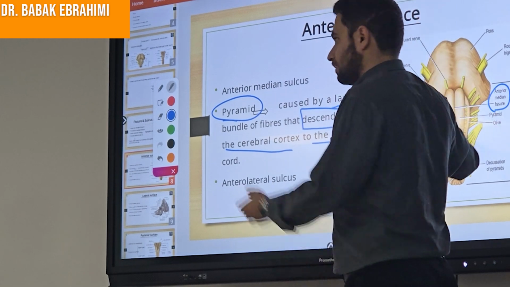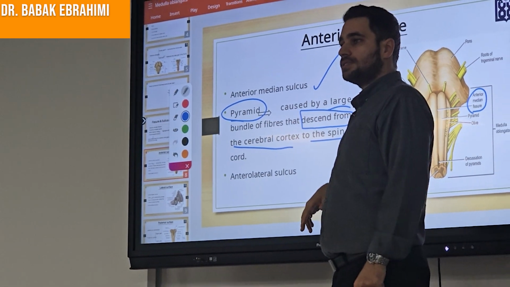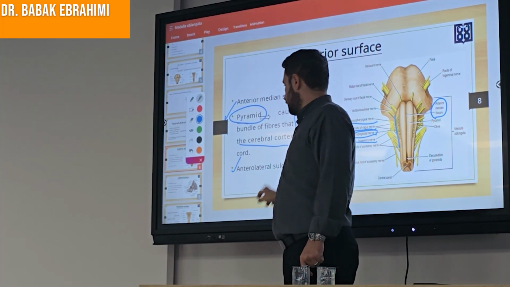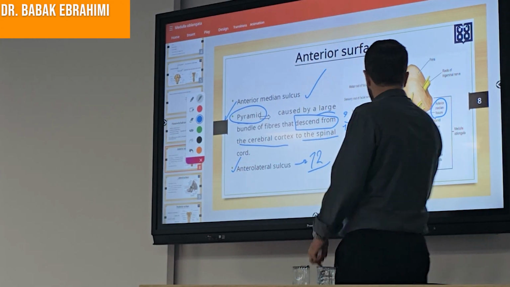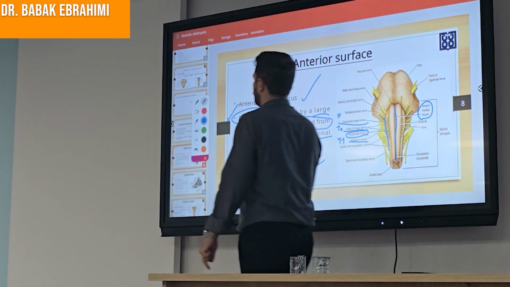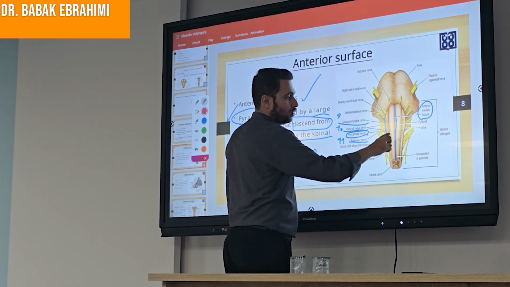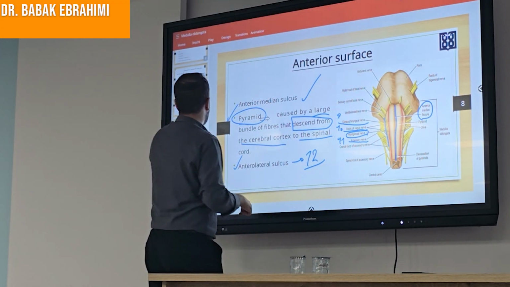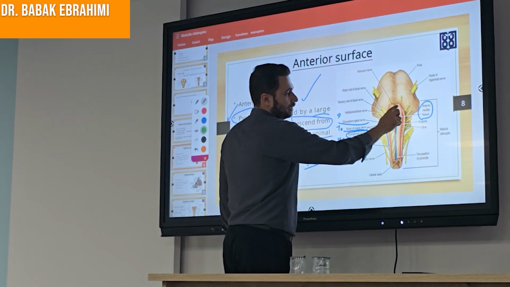So, in the anterior surface, we have the anterior median fissure, the pyramid, and the anterolateral sulcus. The anterolateral sulcus is for passing number 12. You are seeing the anterior median fissure. This one is anterolateral, and anterolateral, and between them these are the pyramid.